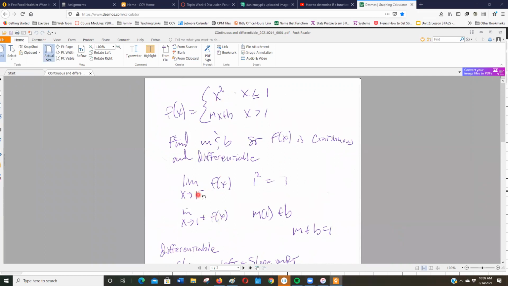So on the left, as I approach 1 from the left, I'm looking at this function. And when I find a limit, I just substitute in the value. So 1 squared is 1. Now the limit on the right is this expression.